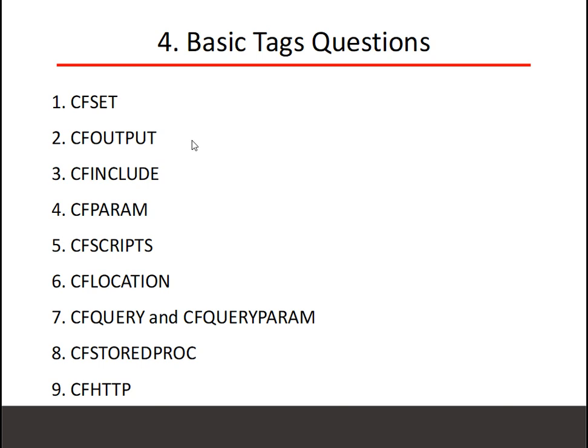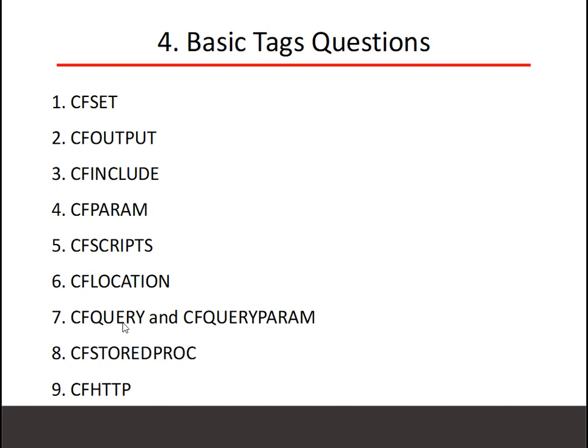I have just added a few tags which are important. Let me just give a one-liner for every tag. CFSet is used to declare a ColdFusion variable. CFOutput is used to print a ColdFusion variable. CFInclude is used to include a ColdFusion page or template. CFParam is similar to CFSet, but it only creates a variable if that variable doesn't exist. CFScript helps you write ColdFusion without using tags. CFLocation is used to redirect to a different location.